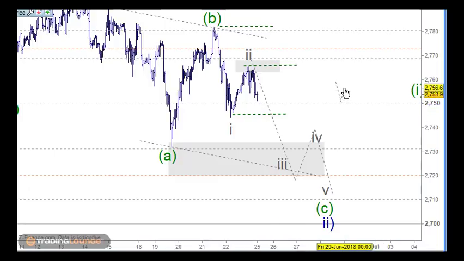We may get a bounce back up. When it runs out of steam, then it's going to come down. It's going to bounce off that again, but I won't draw that in. And eventually it's going to make a move lower. Once it makes a move lower, then it's going to go back and retest supply.